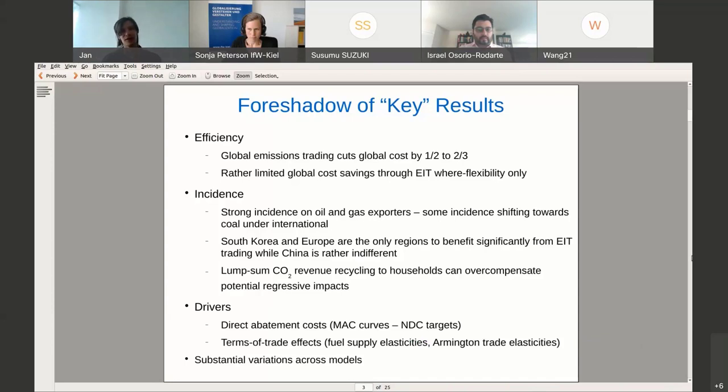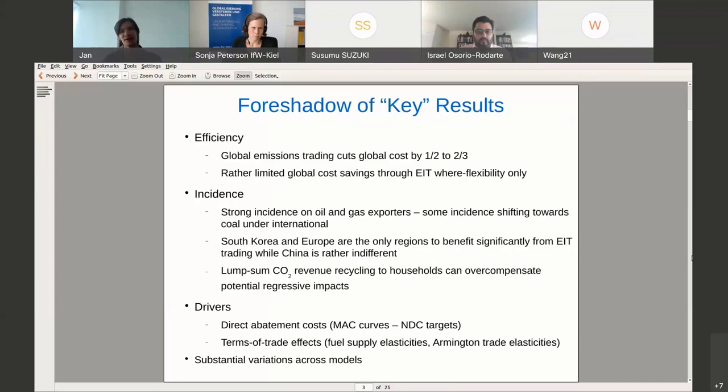Then in terms of the incidence, we find a very strong incidence on oil and gas exporters. And when we go to the more flexibility scenarios, with emissions trading incorporated, we see some incidence shifting towards coal producers, because emission abatement shifts over to coal. As to specific countries, South Korea and Europe are basically the only regions that benefit significantly from this emissions trading that is only in emission-intensive sectors, while China is rather indifferent on emissions trading in general in our scenarios.